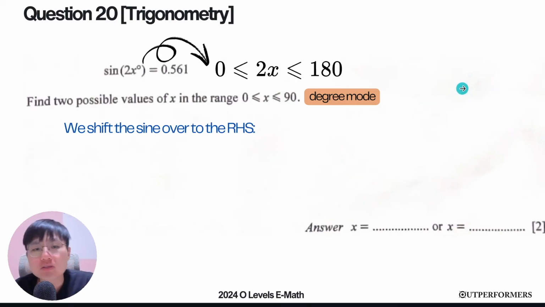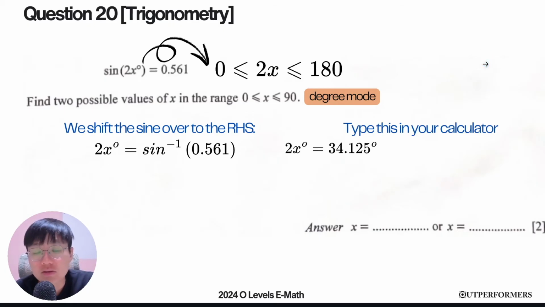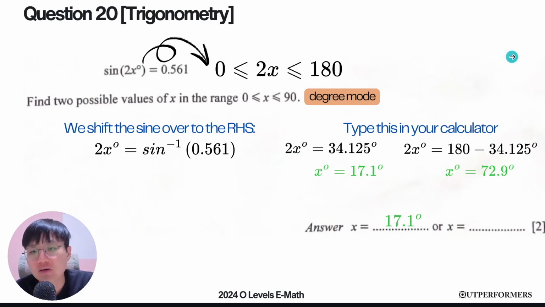Okay, so we're going to shift the sine over to the right hand side. So 2x is equal to sine inverse 0.561. Alright, and upon doing the inverse, I will be able to get 34.125 as well as 180 minus 34.125, because remember, you need two possible values. Okay, so this range allows us to have the acute angle and the obtuse angle over here, which gives us the value of 17.1 degrees and 72.9 degrees for your two final answers.